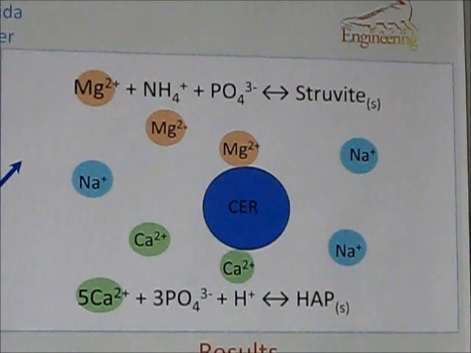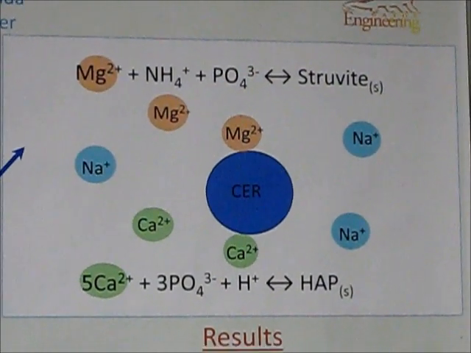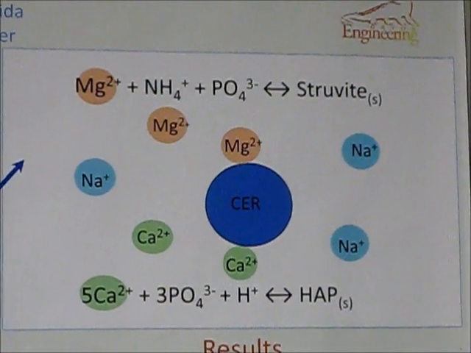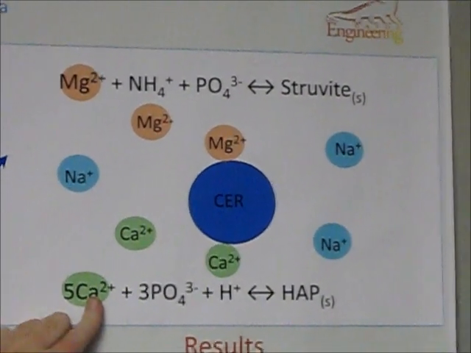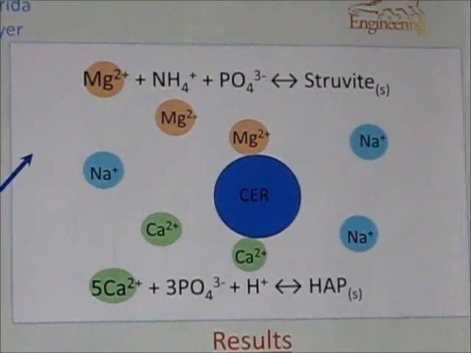Here we see the removal of magnesium and calcium. That was the goal, to remove magnesium because that was the limiting element in struvite formation, and calcium because it was the limiting element in HAP formation.